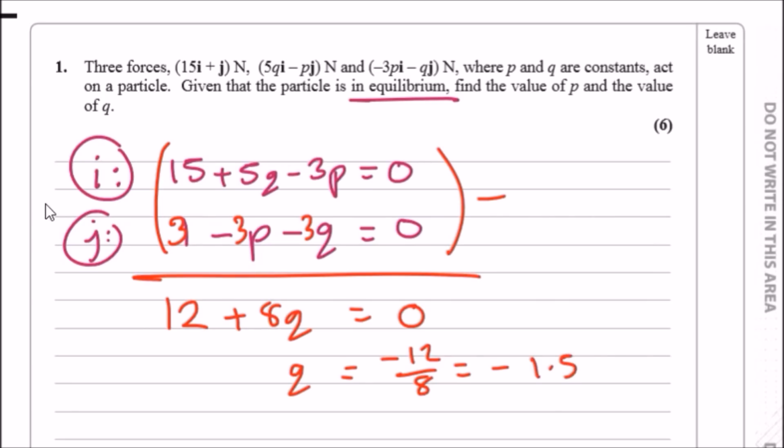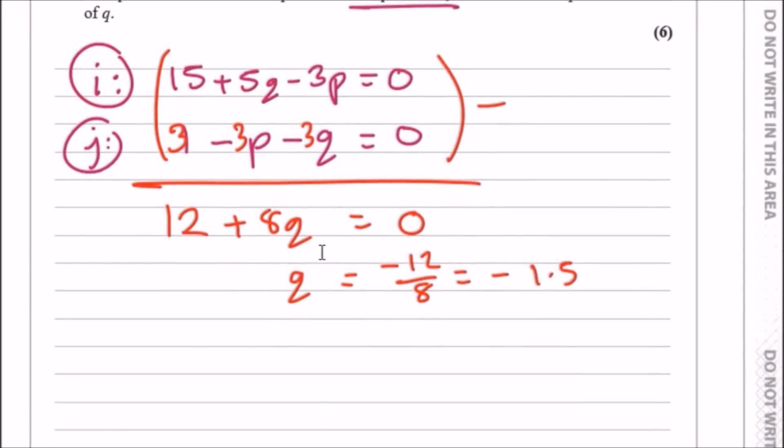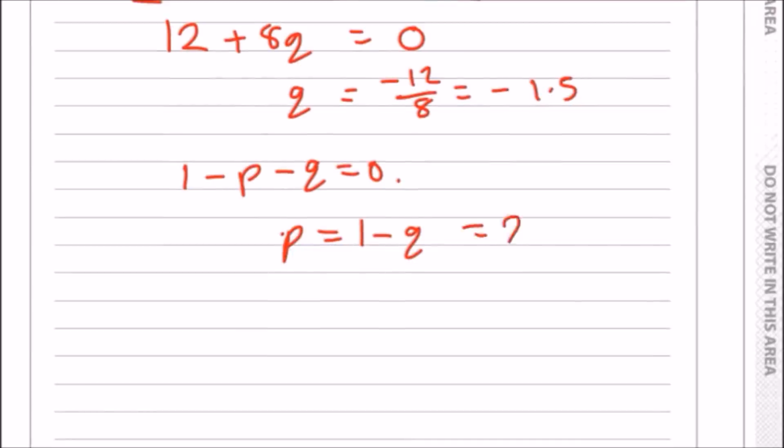And lastly, to find p, I would just go back and use the second equation. So we initially had 1 − p − q = 0. So effectively, adding p across, p = 1 − q. So it'll be 1 − (−1.5), and you should get 2.5. So p would be 2.5. That's it, all done. Let's move on.